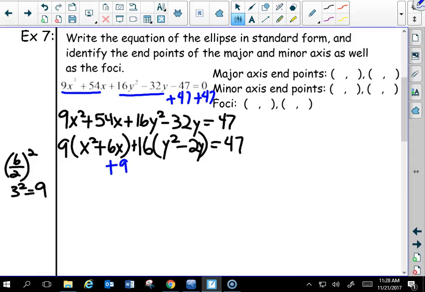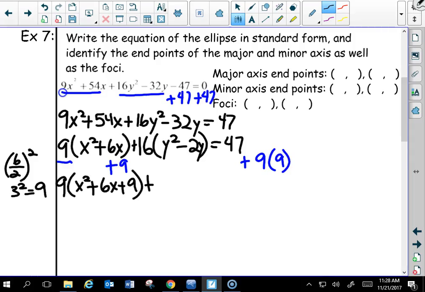So on the right-hand side, I'm going to have to add 9 times 9. I'm taking the 9 on the outside because essentially I'm adding 81. When I put a 9 on the inside of those parentheses, I have to add an 81. I just don't want to show that factoring work. Okay, so I get 9 times x squared plus 6x plus 9.